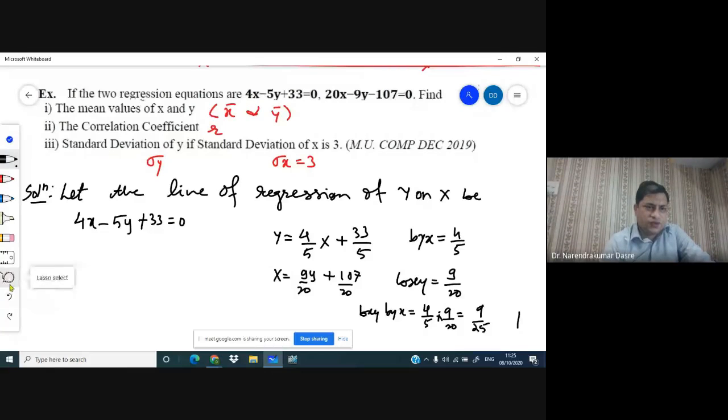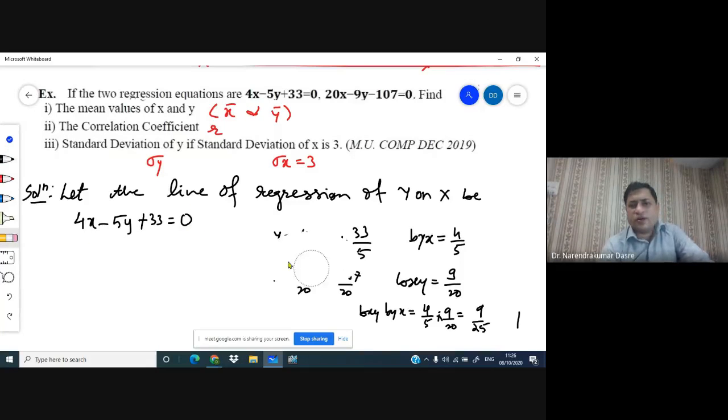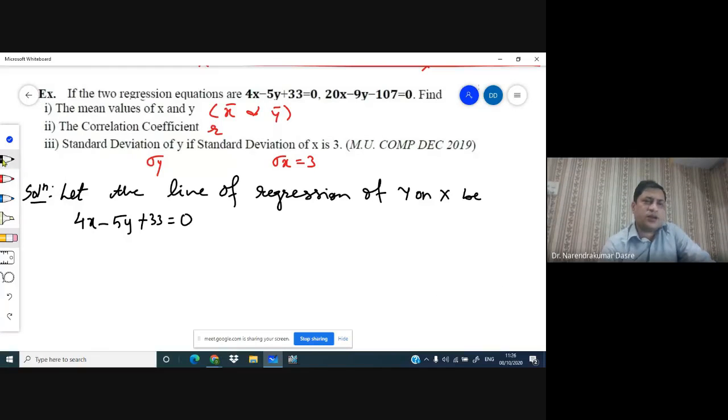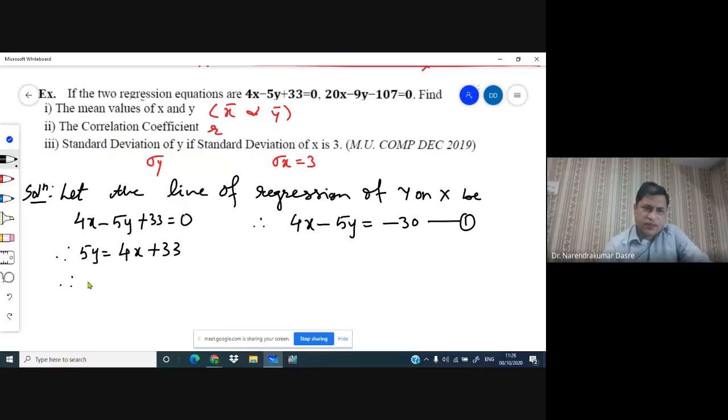Okay, so that is going to be 0. And hence, now I got the idea. So once one line you are able to get correct, the rest of the calculations will be correct. Okay, and hence I can write this as 4x minus 5y is equal to minus 30. So this is equation 1. We want it in terms of y. So I'll be having 5y is equal to 4x plus 33. And hence we write y is equal to 4 by 5 x plus 33.